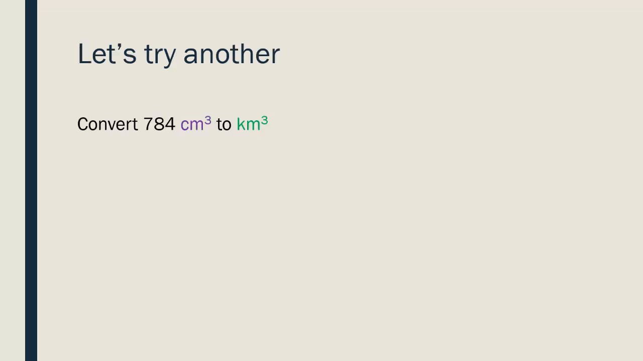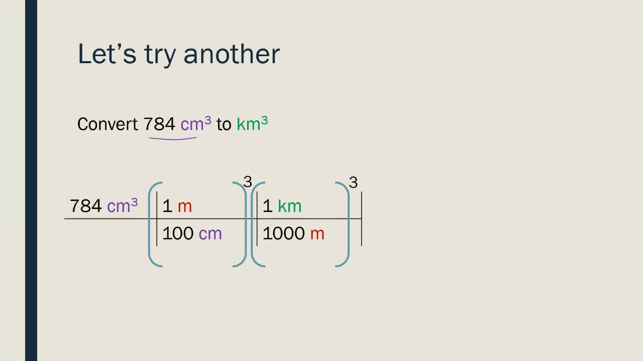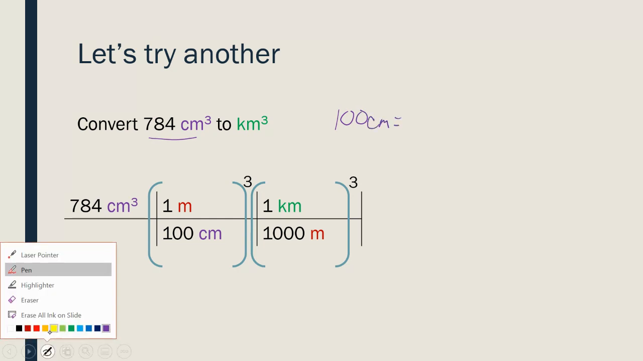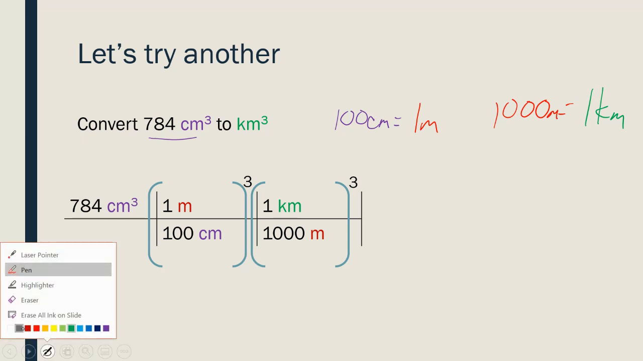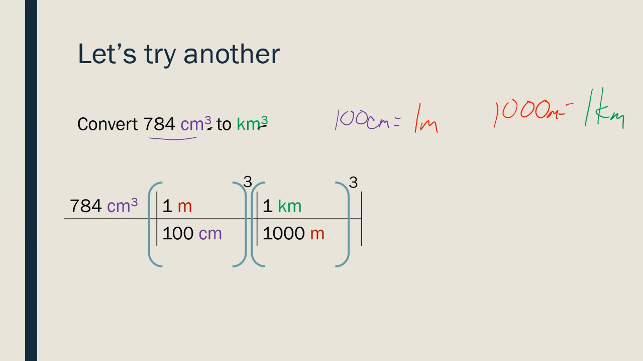So let's take a look at this. If you have to convert 784 centimeters cubed to kilometers cubed, you start with the given, right? So we have our 784 centimeters cubed. And the relationship we know is that 100 centimeters equals 1 meter, right? So this is what we know. And we also know that 1,000 meters equals 1 kilometer. But because everything in this question is being cubed, then we have to do it 3 times.